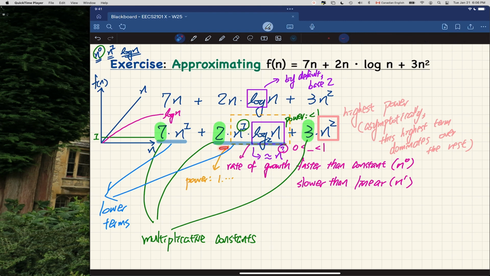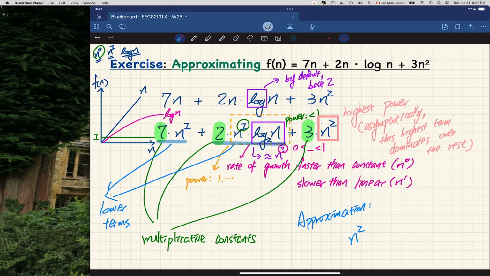After all these, if you want to approximate this particular function, which is the original question, the answer should be n squared. I'll just write down the answer first, and we'll do more exercises. So the approximation result will be just n squared. The way to do that is like this: I identify this to be the highest power, I drop the multiplicative constant for the highest term, and I also drop all the lower terms, and I only got this left. That's the process. We'll see more examples in a moment.